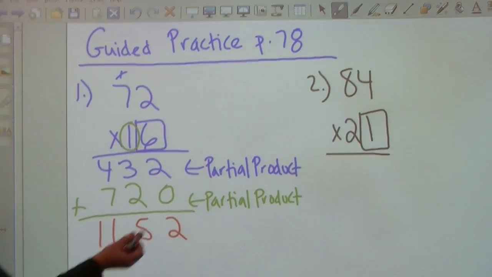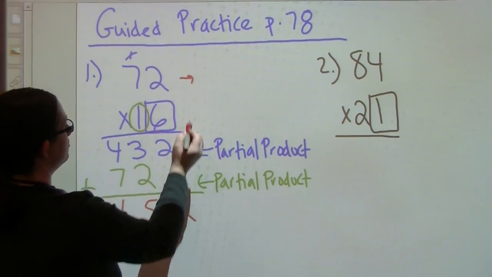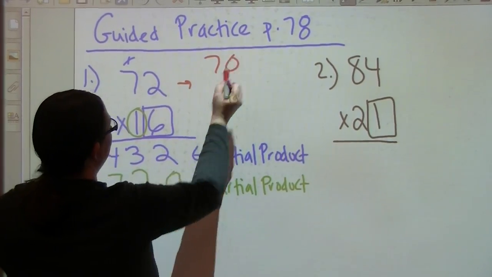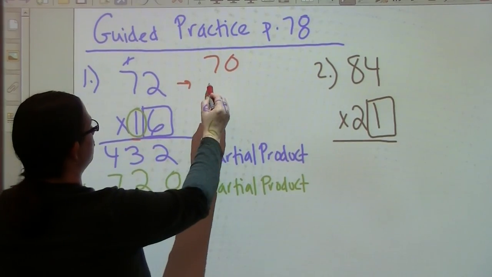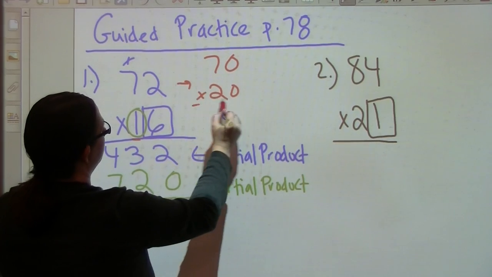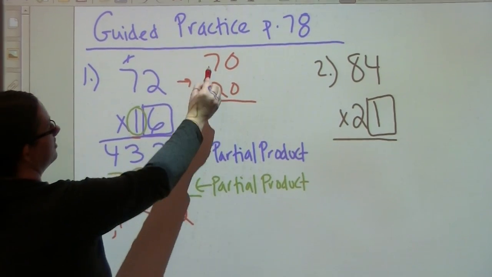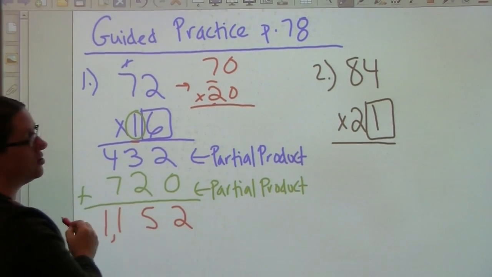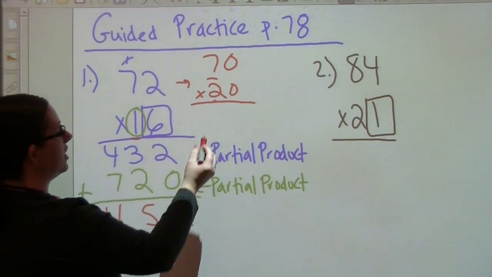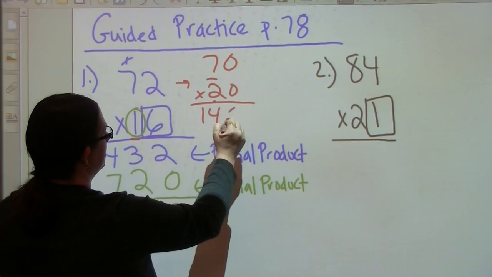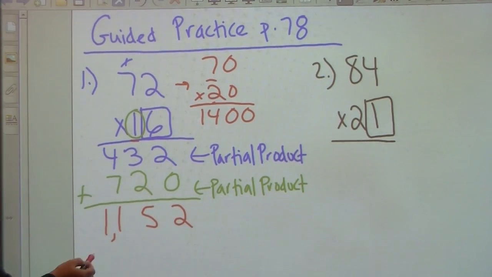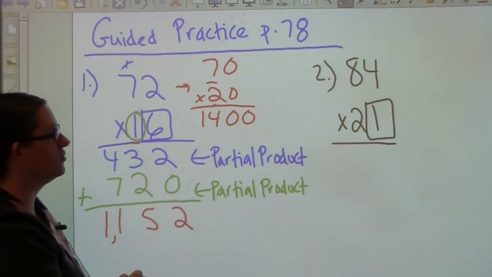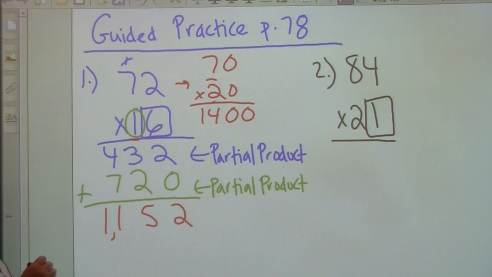Okay, now let's go ahead and check for reasonableness. Let's estimate. What would 72 round to? Good, 70. Hopefully this is quick for you now. What would 16 round to? 20. Good. And let's multiply that out. What is 7 times 2? Remember, we can do our non-zero digits and then add our 0s. 2 times 7 gives us 14, and we add our 2 zeros. Is 1,400 close to 1,152? Yes, it's close. So we know our answer is reasonable.